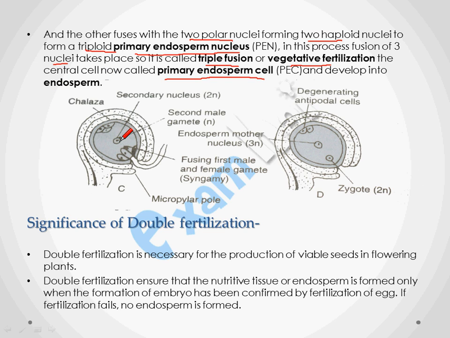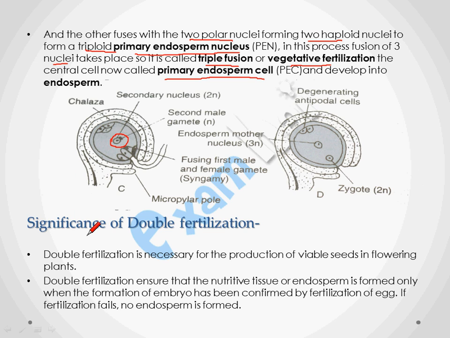So the polar nuclei, this is the polar nuclei having two nuclei initially, and after the fusion with the one male gamete it will form three nuclei. Because three nuclei are taking part, this is called triple fusion, and now this whole is called the triploid primary endosperm nucleus. Okay, and further it will develop into endosperm, which will provide nourishment to the zygote.